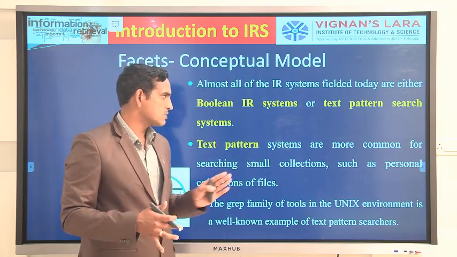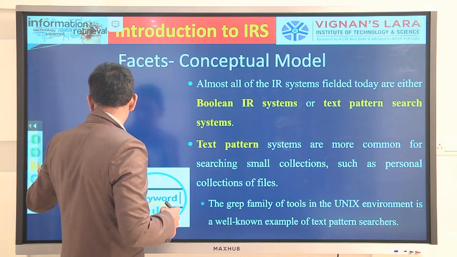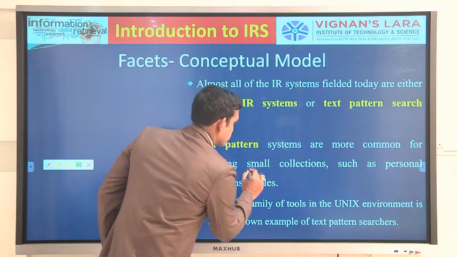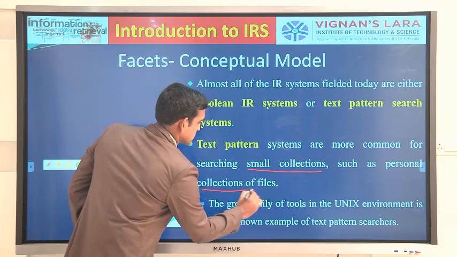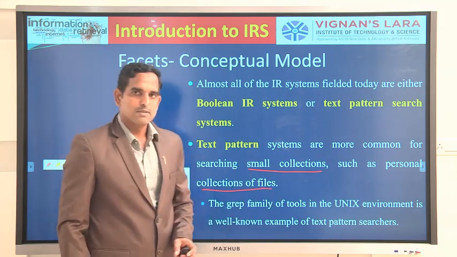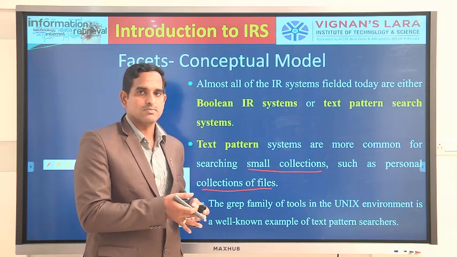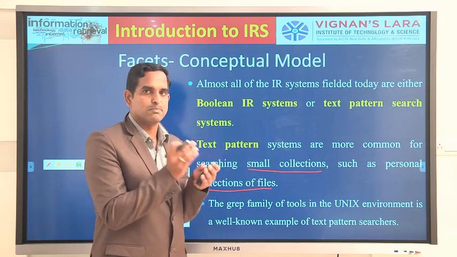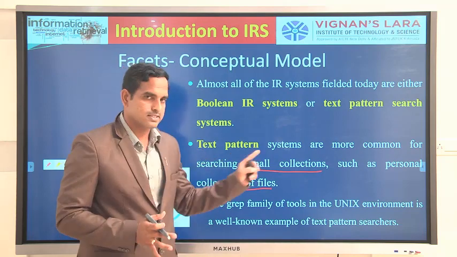Text pattern systems are more common for searching small collections. As you can see, they are mainly used for searching small collections, such as a personal collection of files. If you are searching for a particular word in your MS Word, that would be a text pattern search.